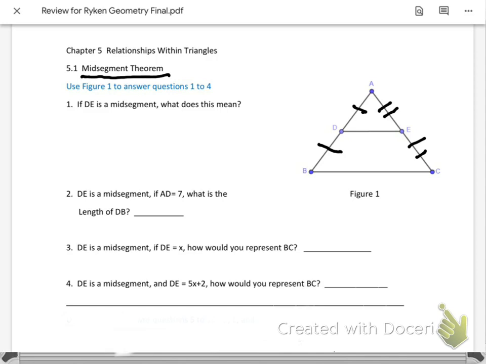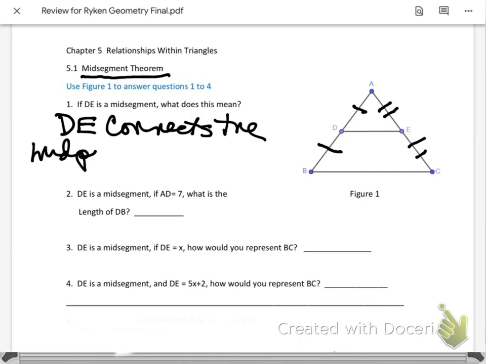Okay, so now I'd like you to write out what does that mean. So if DE is a mid-segment, what does it mean? And it means that DE connects the midpoints of AB and AC. All right, so that's what's happening when you have a mid-segment. Other things go on too, but that's the main thing I want to tell you right now.